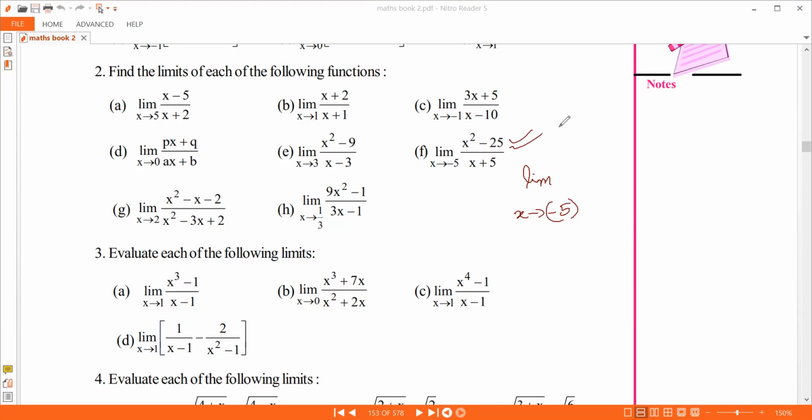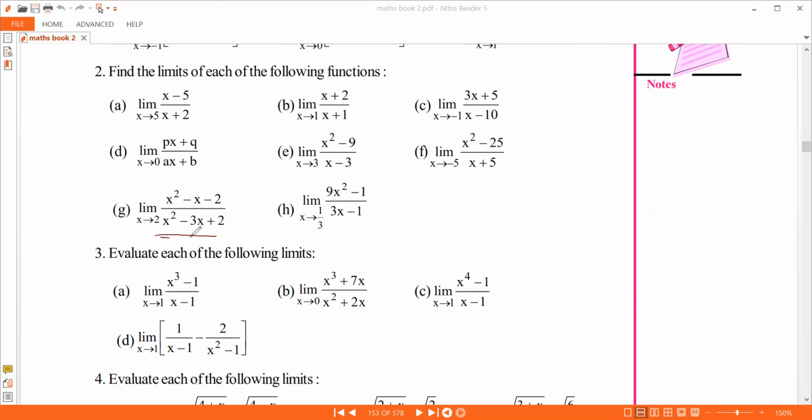Sorry, x minus 5 into x plus 5, the whole divided by x plus 5. Now you can cut x plus 5. The answer will then be the limit, x tends to 5, of x minus 5, which is minus 10. Very good. Minus 10, that's the answer. So let's move on.